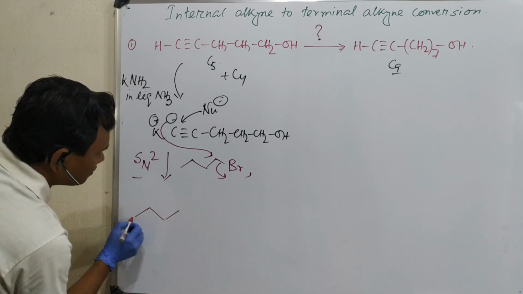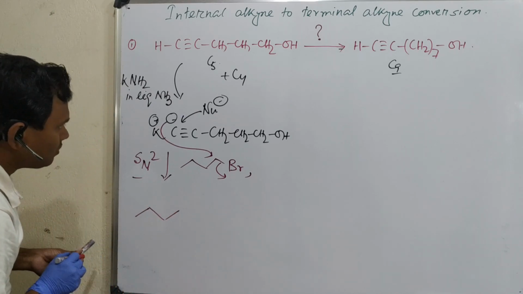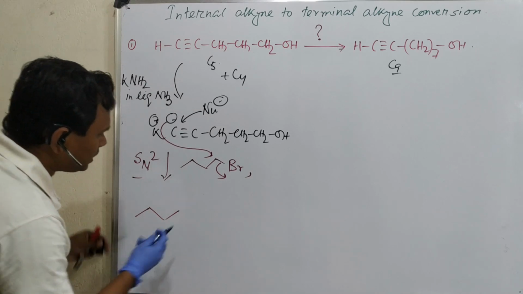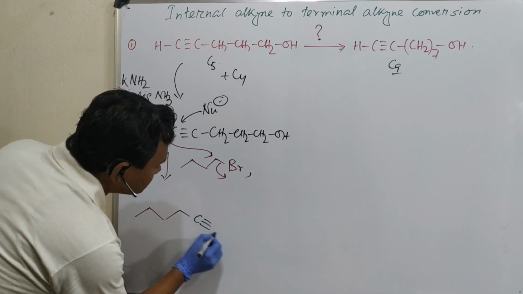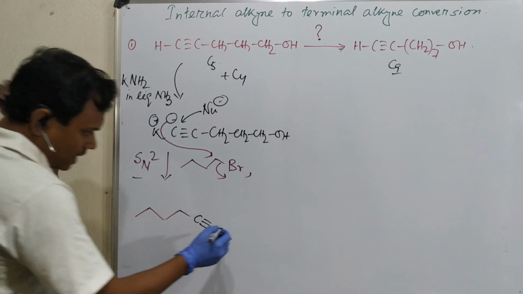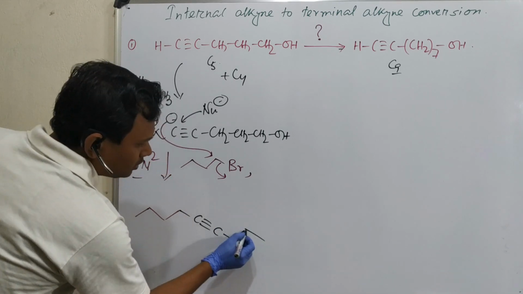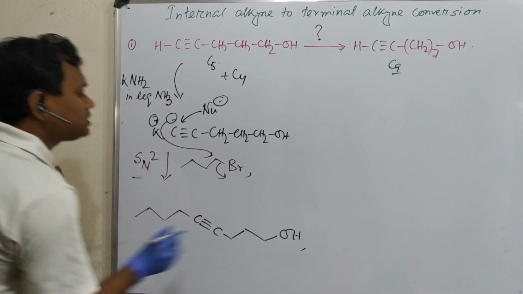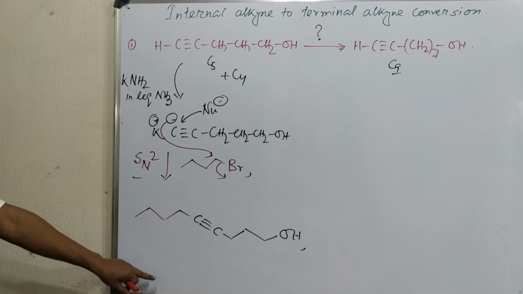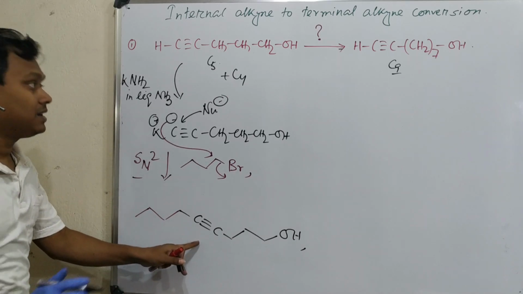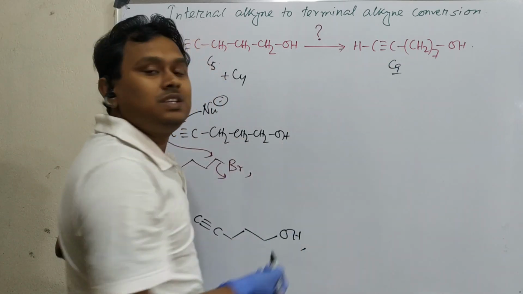This is a 4 carbon chain, 1, 2, 3, 4. Along with that 4th carbon, there is one C≡C, and here 3 carbons, 1, 2, 3, OH. So this we found. We have made the internal alkyne part. Now the target is how to convert this into this.